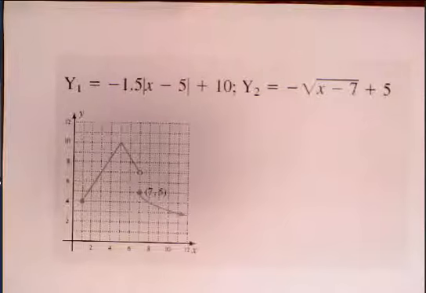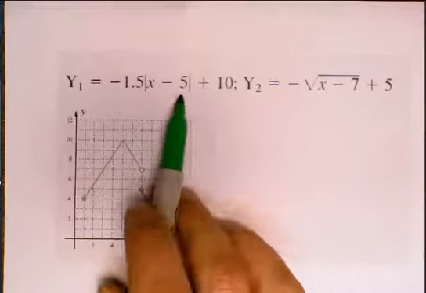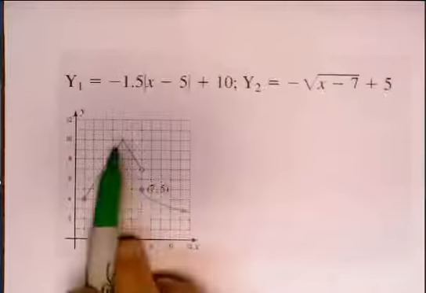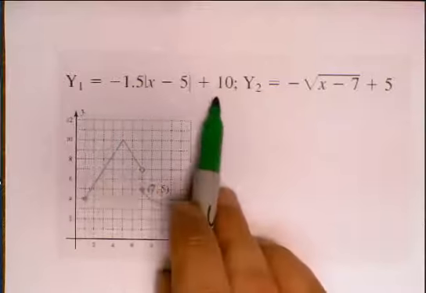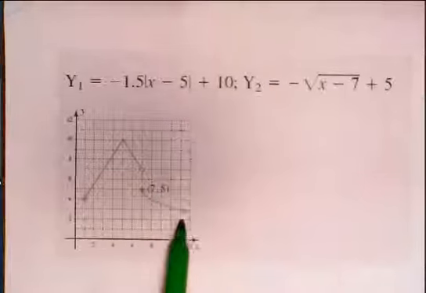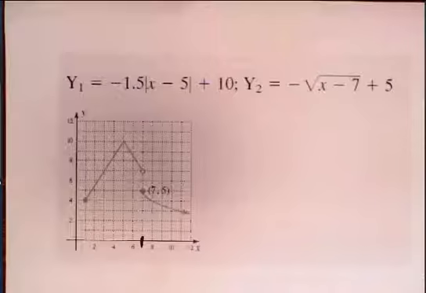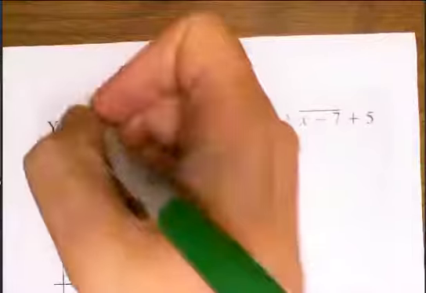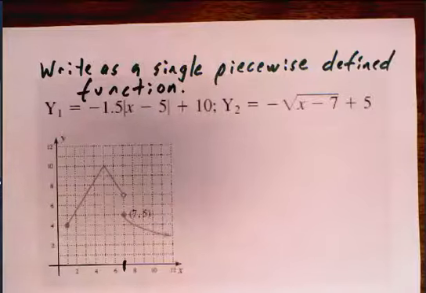Here's a problem where, say we were modeling something, and we found that this is what our graph ended up looking like. We know that this first piece is this function, and then the second piece is this function. And we're told that this is at the point 7. We are told to use the correct notation to write this as a single piecewise defined function. So let me write out what we're doing.